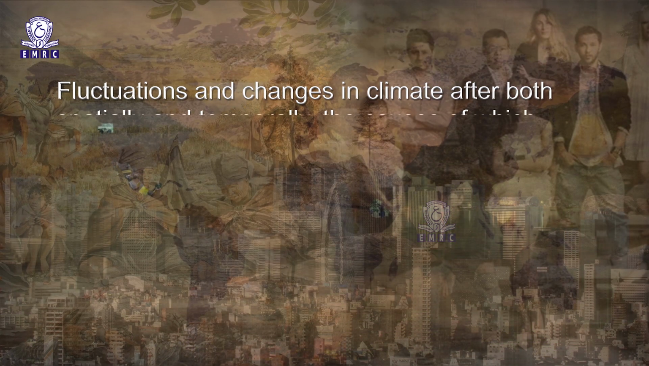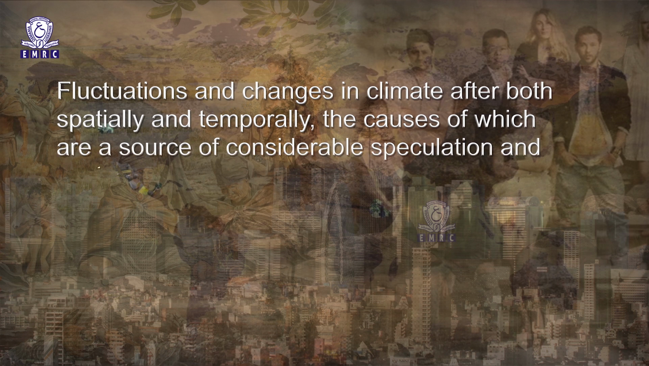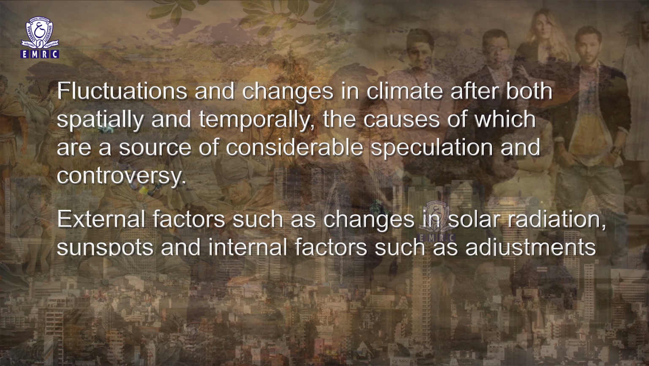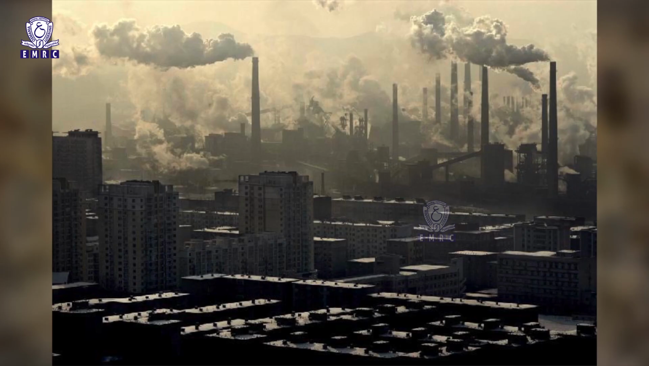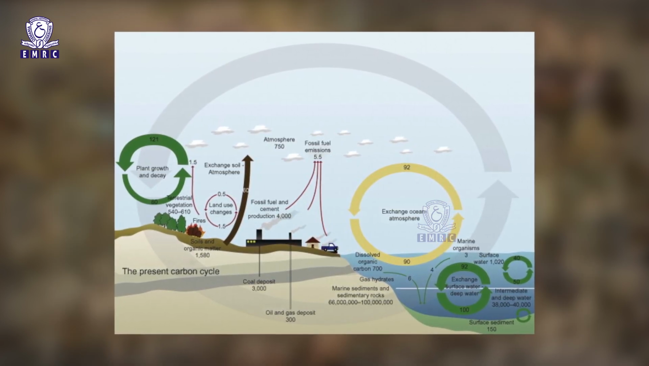Fluctuations and changes in climate occur both spatially and temporally, the causes of which are a source of considerable speculation and controversy. External factors such as changes in solar radiation and sunspots, and internal factors such as adjustments within the Earth's atmospheric circulation, may either singly or in combination be responsible for climate change. Moreover, human activity may contribute to climate change by inadvertently affecting the global carbon cycle.